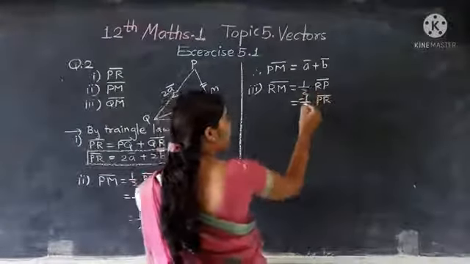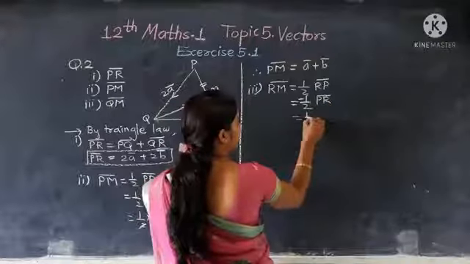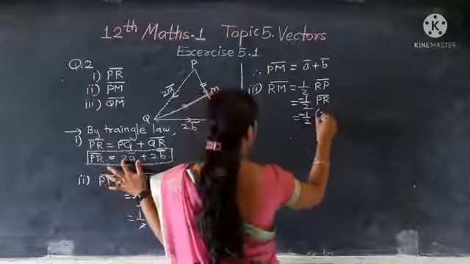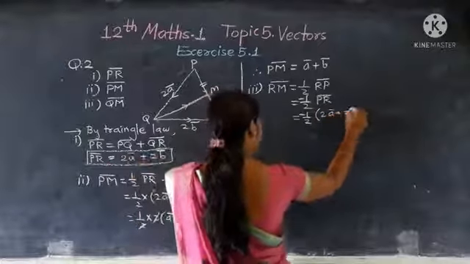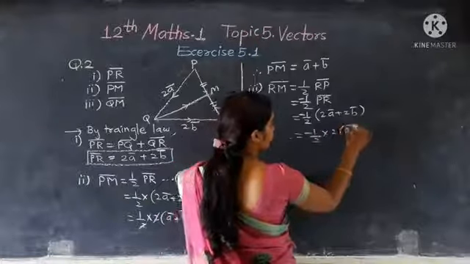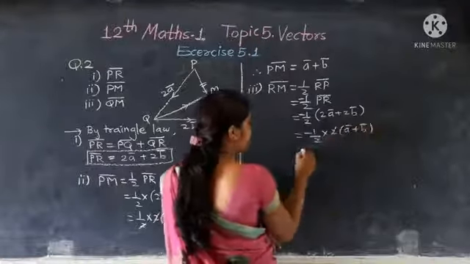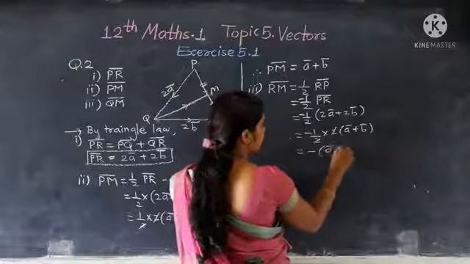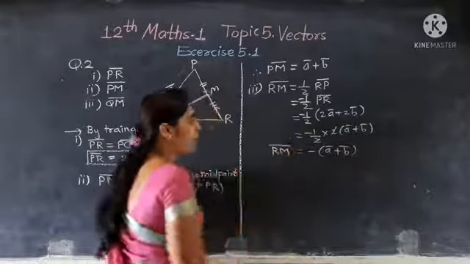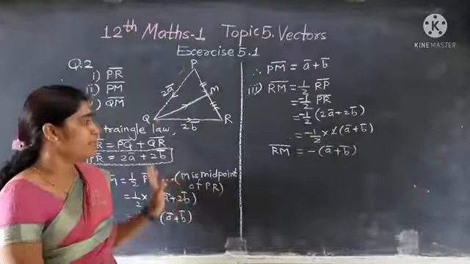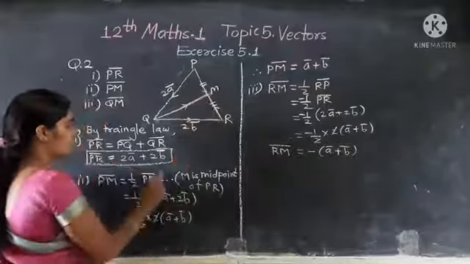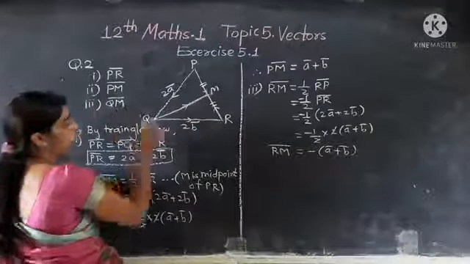So we write half RP bar as minus half PR bar. Half minus half, A bar plus 2 B bar. Take 2 common. A bar plus B bar. So we get minus A bar plus B bar. RM bar, we get minus A bar plus B bar. Okay, so we get QR and RM bar. So we find third, QM bar.